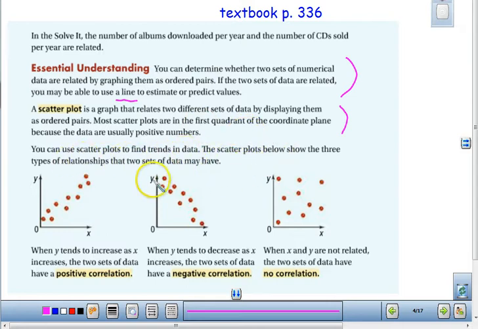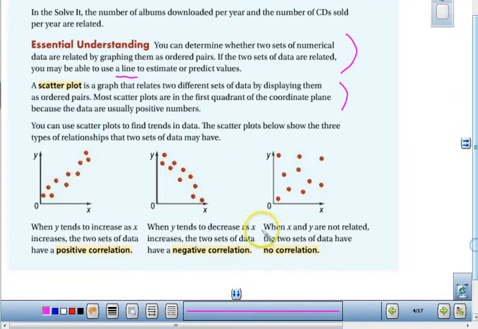Below are the three types of relationships we're going to see with scatter plots. So if you look at this, you're going to see positive correlation. I would write this part in your notes and draw the picture. I would write this part for negative correlation: the y tends to decrease as x increases. Here the x and y are not related, and draw these pictures as you are looking at them.